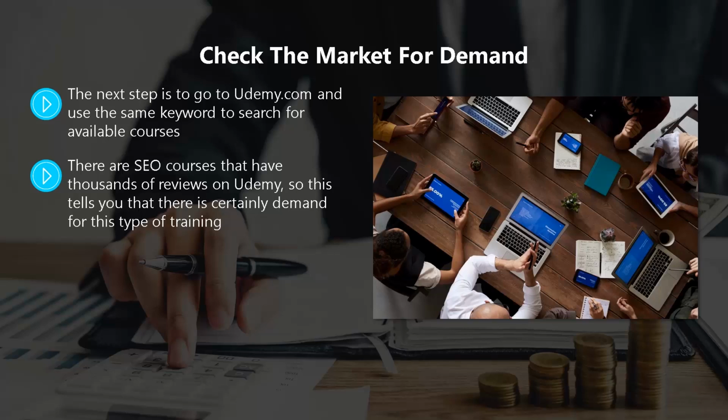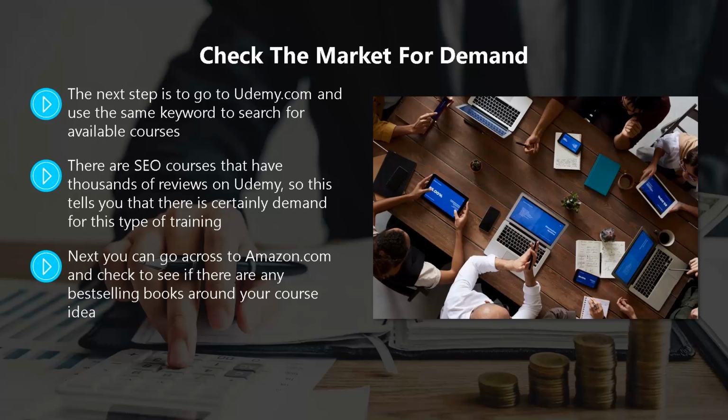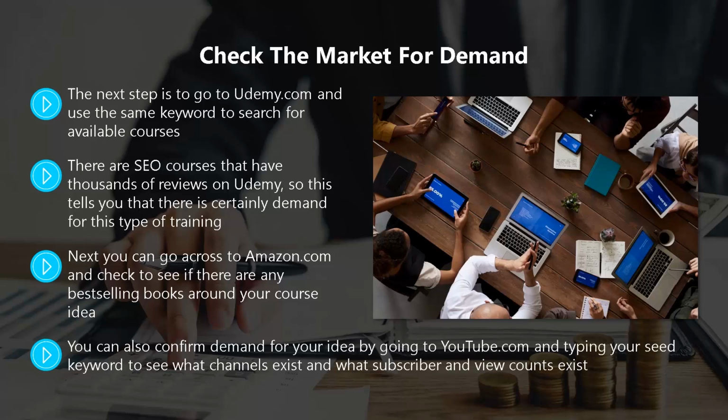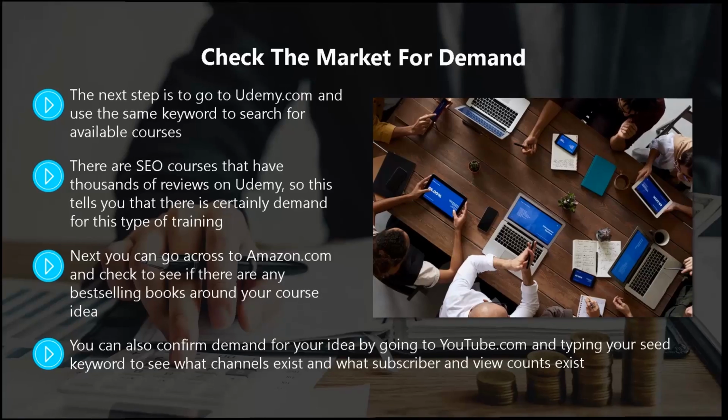More on this later. Next, you can go across to Amazon.com and check to see if there are any best-selling books around your course idea. Choose the most appropriate category under books and see if the best-selling books are less than 20,000 in the best-selling rank. You can also confirm demand for your idea by going to YouTube.com and typing your seed keyword to see what channels exist and what subscriber and view counts exist. As a final check, you can go to Facebook.com to see if large groups exist for your course idea.